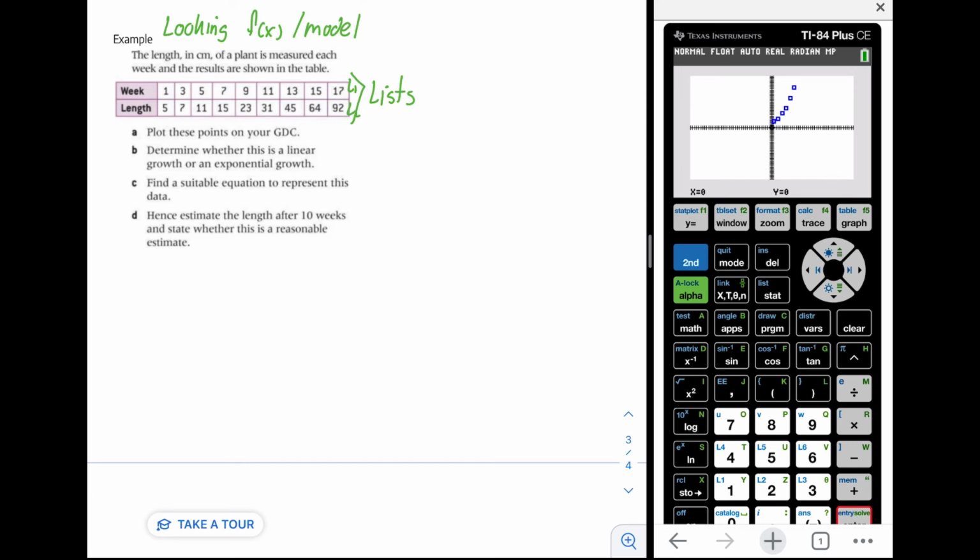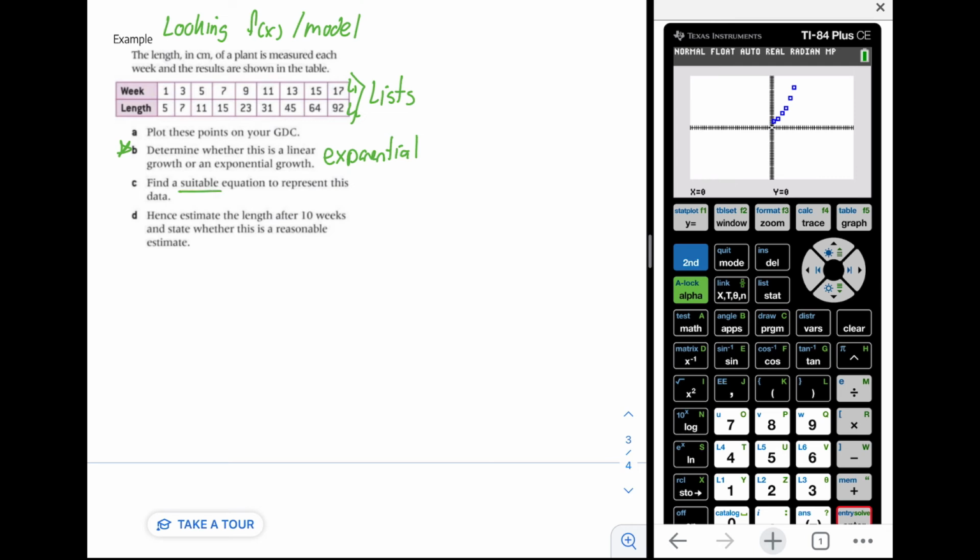Determine whether this is linear growth or exponential growth. Looking at my points, I'm thinking this looks more like an exponential since it's not a straight line. So for part B, we should be able to say that this is an exponential growth because we have a little bit of a curve happening here. And this is important for the IB. We're going to need to know what the functions look like in order to be able to determine what type of regression we want to do.